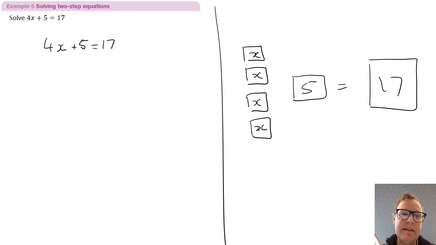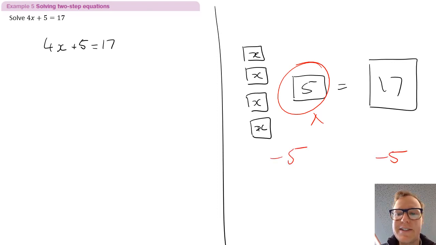So firstly what I want to do is simplify it one step at a time. If I divide by 4, which is what some people do, it means I've got to divide both sides by 4. Means I've got to divide the 5 by 4 as well. I don't want to do that. This 5 is really annoying me. I want to get rid of it. So how am I going to get rid of it? I've added 5 on here. I better take it away. So if I take away 5 from both sides, that's going to be my first step.